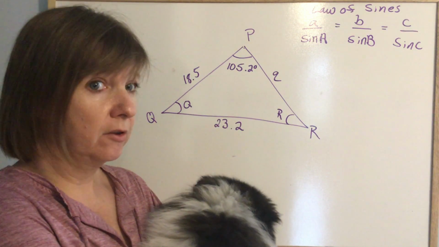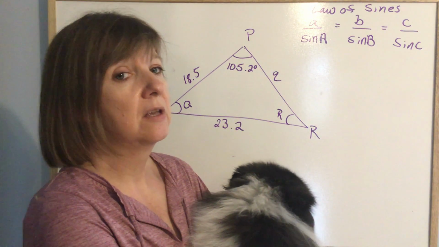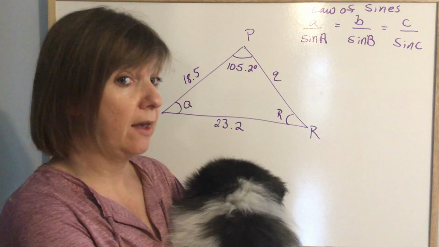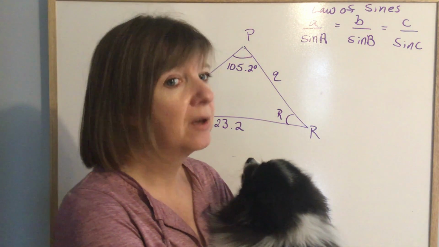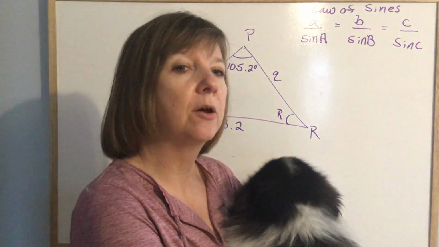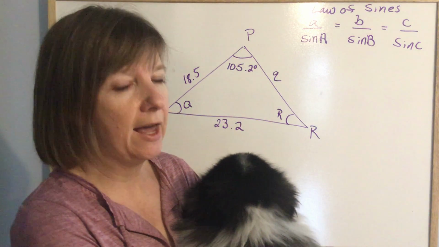I can also use law of sines if I know two angles and one side, because if I know two angles, I really know three, because I know all angles in a triangle add up to 180.